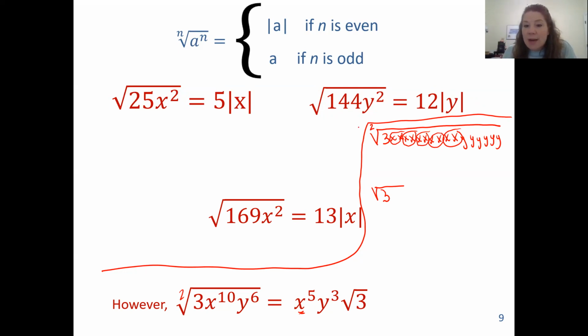Look at all of our y's. How many pairs do we get to circle? 1, 2, 3 pairs. That means we get to pull out 3 y's. So that's why y to the 3rd outside the radical represents 6 on the inside of the radical. And there aren't any left, correct? The only thing left under the radical is the square root of 3. And that's why this is the answer. Okay, I hope that makes sense.